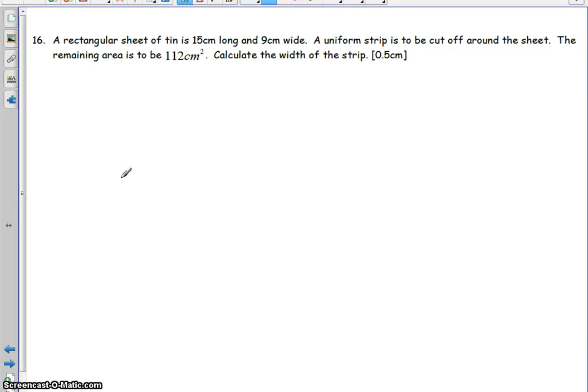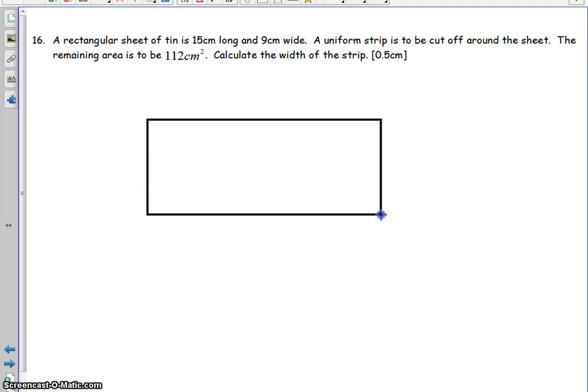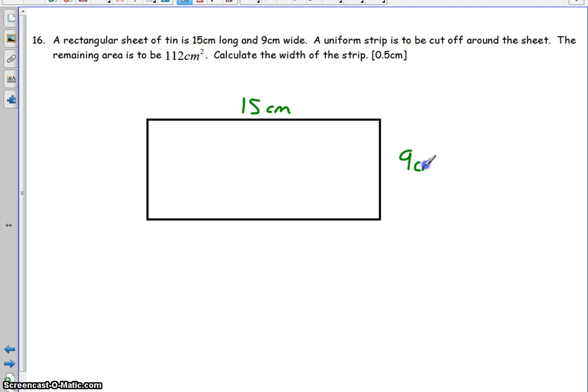Alright, so in this particular situation, number 16, we have a rectangular sheet of tin that's 15 centimeters long and 9 centimeters wide. Okay, so let's start by drawing that out. So there we go. So we're going to say it's, again, 15 centimeters long and 9 centimeters wide.